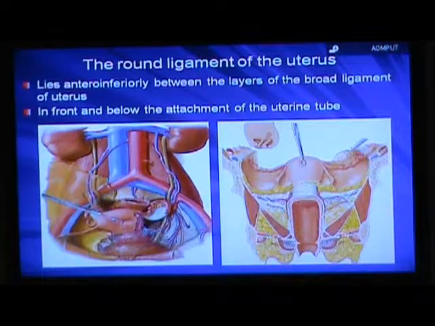And the round ligament of uterus is located antero-inferiorly and is visible in our specimens, so you will see it. So you need to recognize these three structures which start from the lateral horn of the uterus. The round ligament of uterus ends in the labium majus.